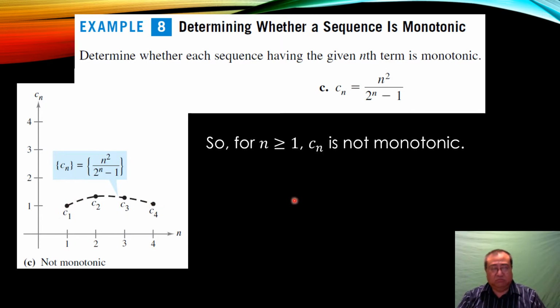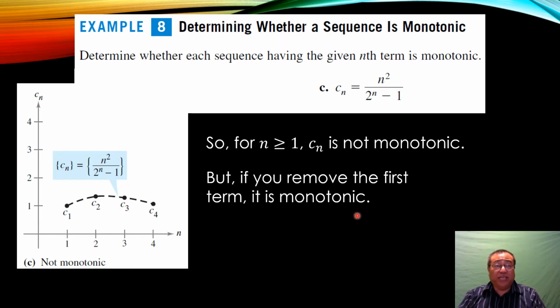Sometimes though, we get picky about it, and we could just say, well, let's get rid of the first term. Let's say n starts at 2, then it becomes monotonic. All right.